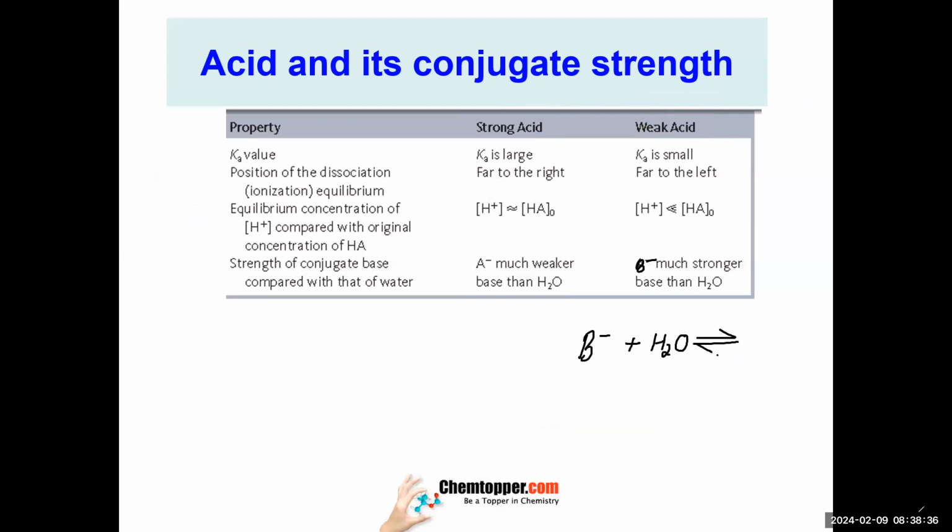Can you complete this equation, children? The base is a stronger base than water. Water is the acid. Write the products. Yes, the base is going to take H plus. Very good. And water will become OH minus.